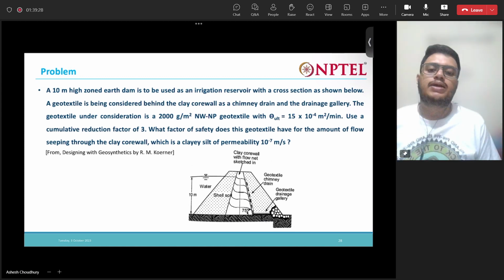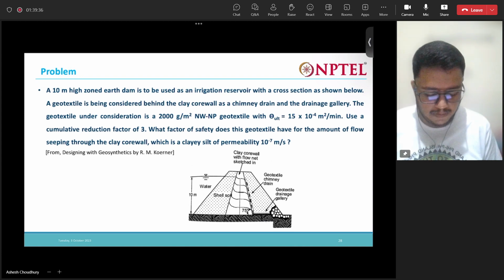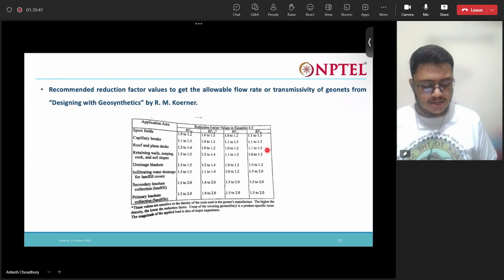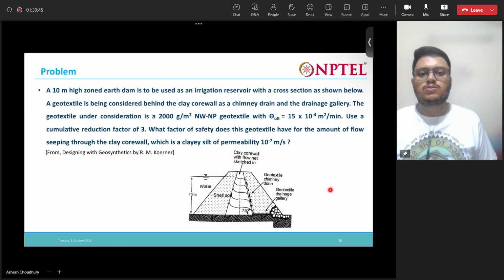With ultimate transmissivity values of 15 to the power minus 4 meters per meter square per minute. Use a cumulative reduction factor of 3, meaning the multiplication of all the cumulative factors IN, CR, CC, PC that is given here. What factor of safety does this geotextile have for the amount of flow seeping through the clay core wall, which is a clay sheet of permeability 10 to the power minus 7?